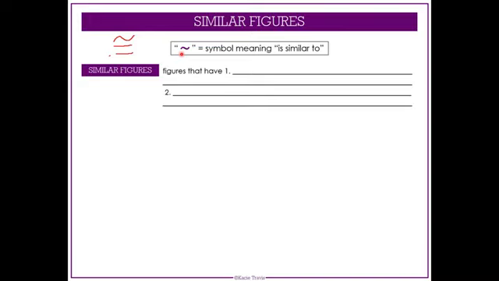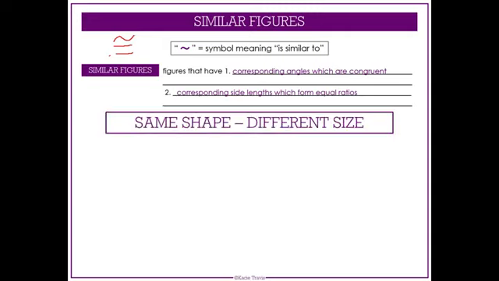So what do similar figures have? First definition and second. Similar figures have corresponding angles, which are congruent, and the corresponding side lengths are going to form ratios. If you remember ratios, those are fractions. The main thing to note: these are going to have the same shape, but they are going to be different sizes.